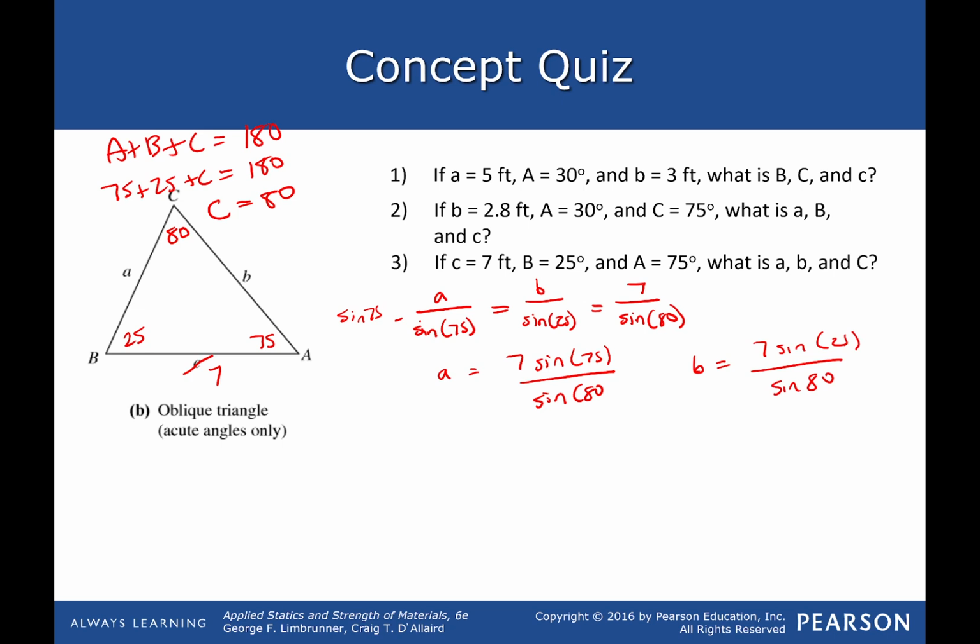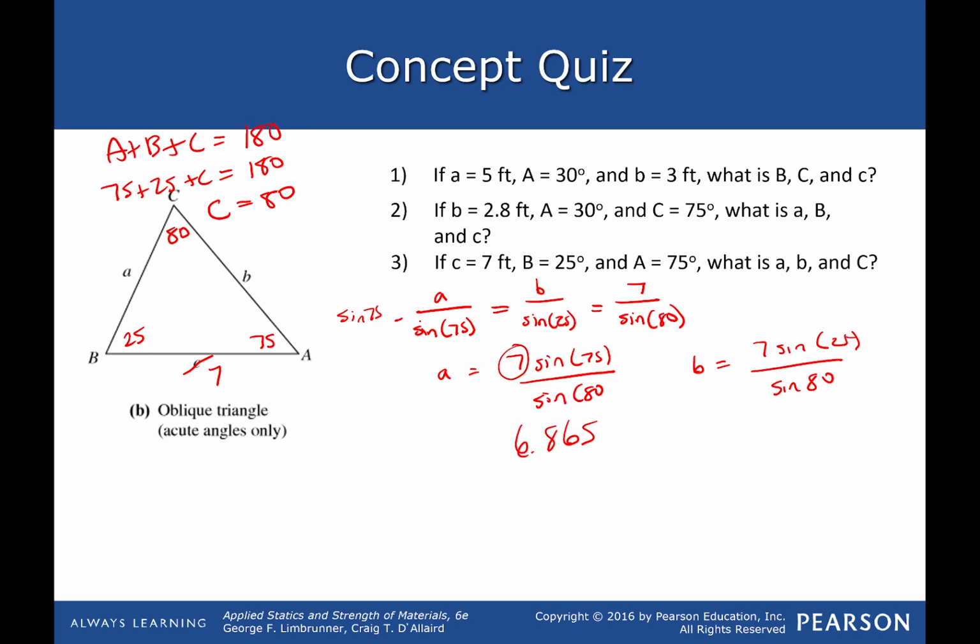Okay, so now if I plug this in my calculator, what do I get? Let's see here. 7 sine of 75 divided by sine of 80. And I'll tell you this, if the angles are really close to each other, this value is going to be very, very close to 7. Or very, very close to whatever this is. And this comes out to be 6.865. One, not nearly as close, sine of 25.